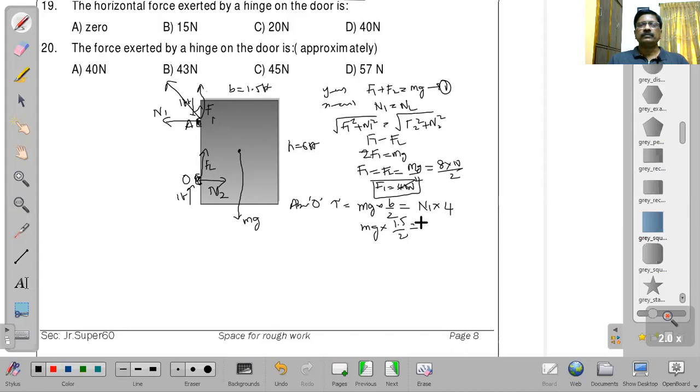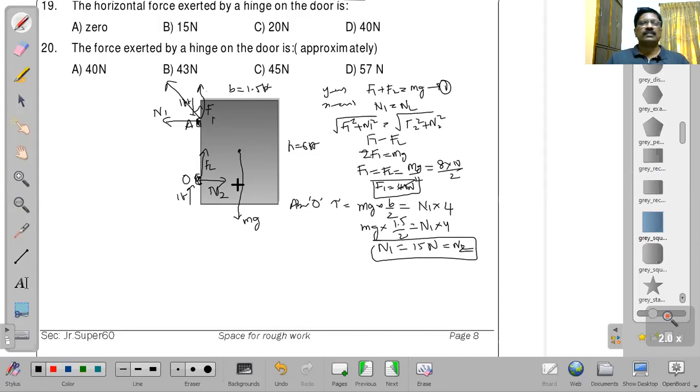N1 into 4. Of course mg you know. So from this we can find the N1 value. When you simplify, N1 is equal to 50 Newton, you will get. Of course N2 is also equal to the same, because N1 and N2 are equal. N1 is known, F1 is known.